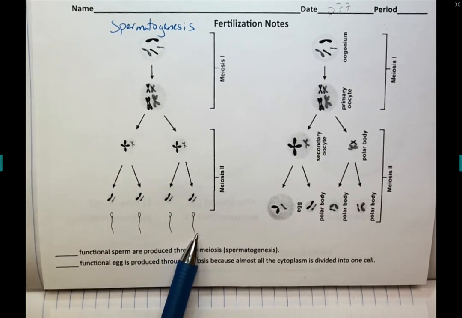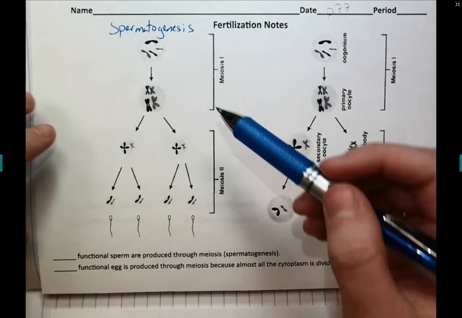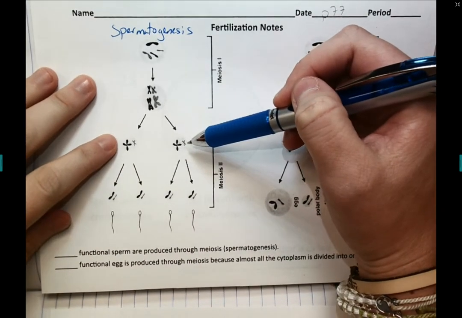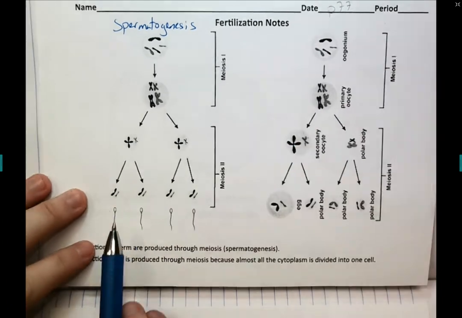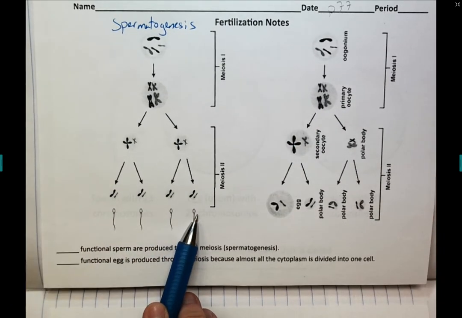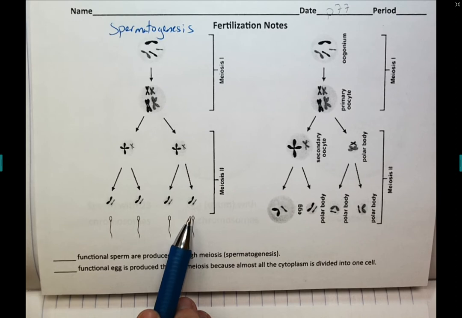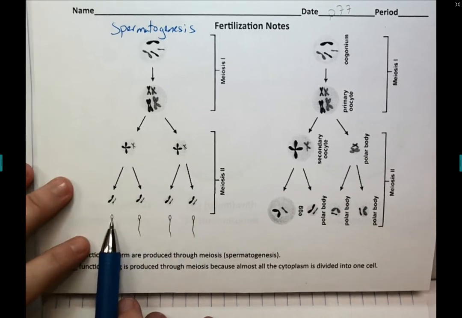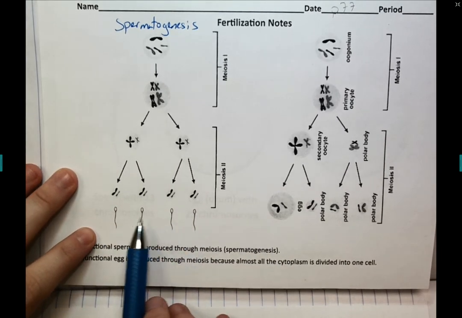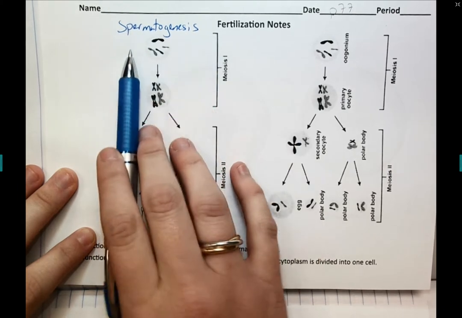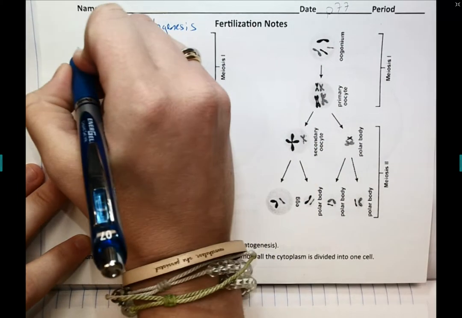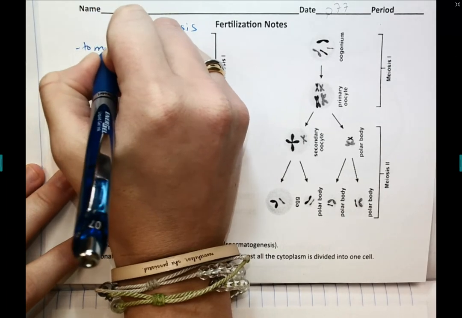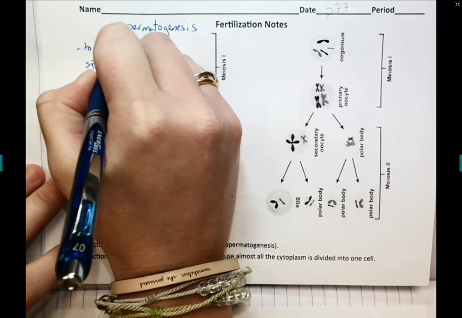Notice that when the cells are dividing in meiosis 1 and meiosis 2, the cytoplasm is dividing evenly to produce even sized cells or equal sized cells. So they're all the same size. So this is spermatogenesis for males. So meiosis for males to make sperm.